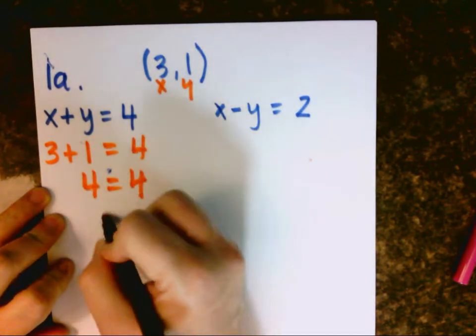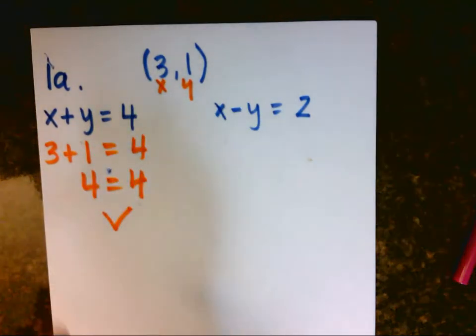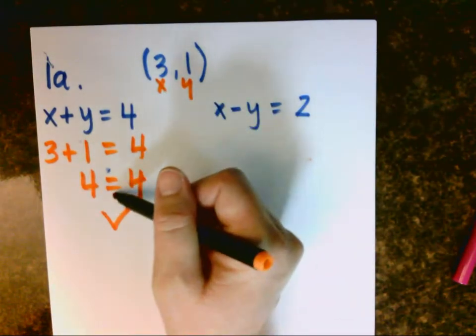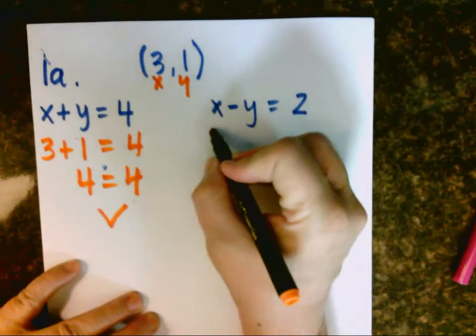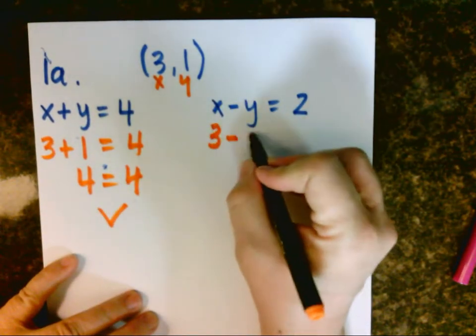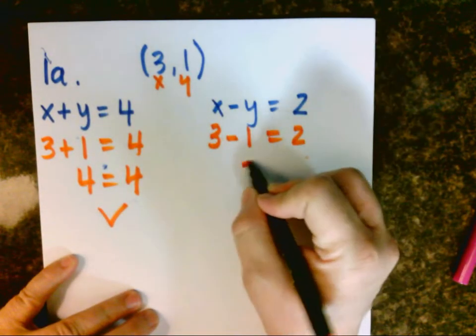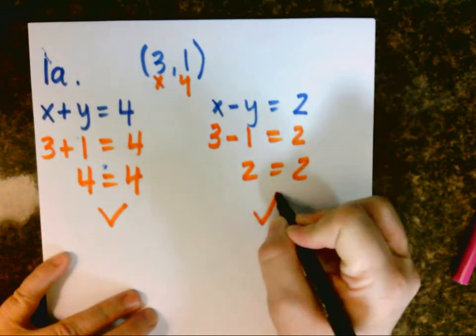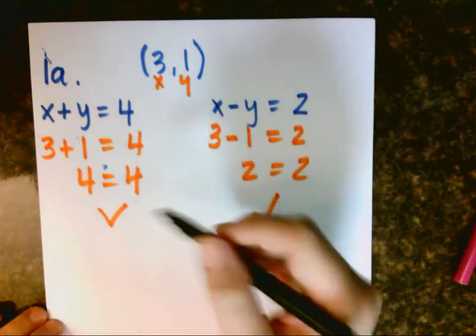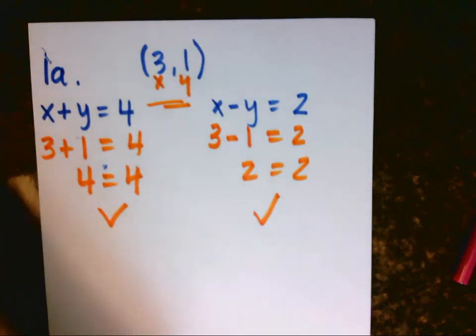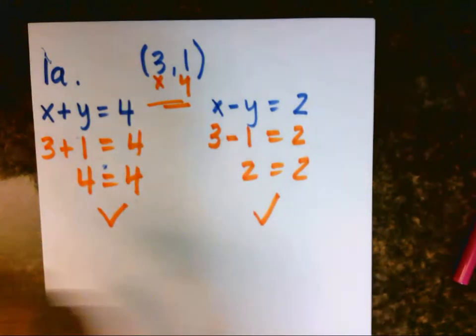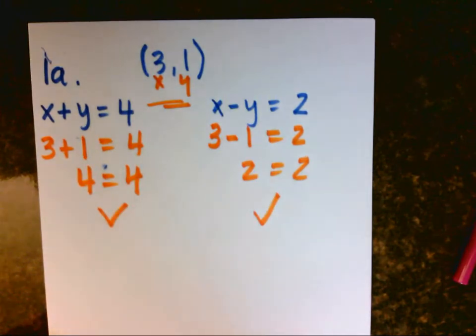So we say, yes, that point satisfies this one. So I know this point is on this line. Now the question is, is it on this line? Let's check it out. We'll put the same 3 in for x and the same 1 in for y, and we get 2 equals 2. So when you graph this, this is the point where those two lines will intersect, okay? So yes, it is a solution. It satisfied both, yes.